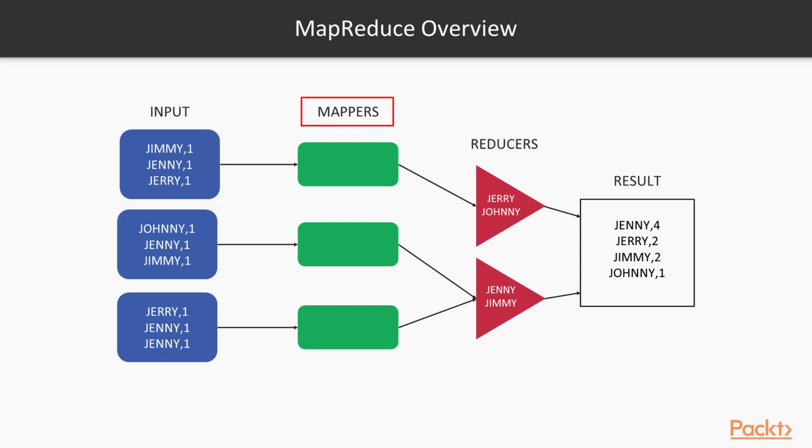Then in a MapReduce job, we have mappers, so this is the first phase of our processing, and then we have reducers. Reducers are doing joining, we can say, of our results and are producing the final result. On the right hand side of this diagram, we can see that Jenny occurred 4 times, Jerry 2 times, Jimmy 2 times, and Johnny only once in our input. In this section, we will focus on what is happening between input and result, and we will be coding that program.